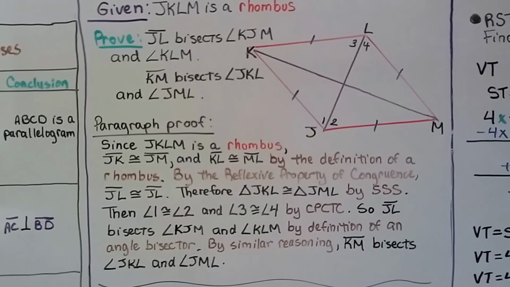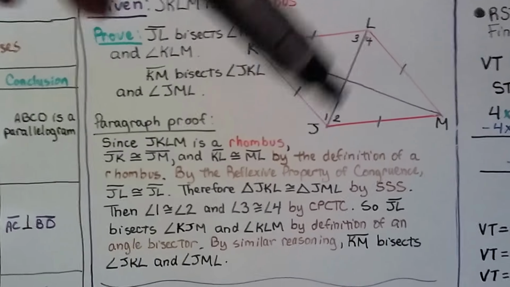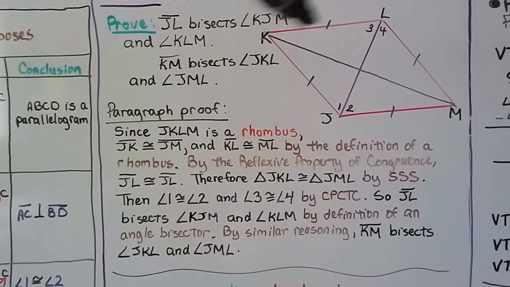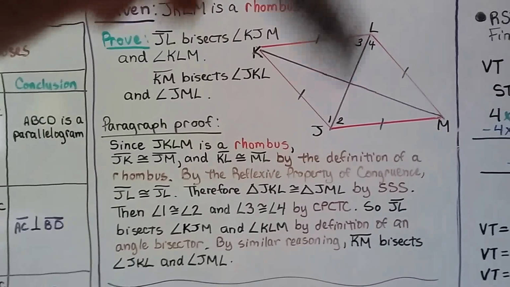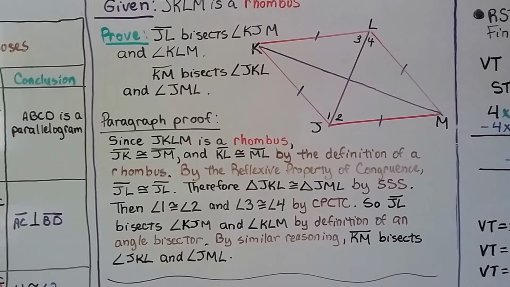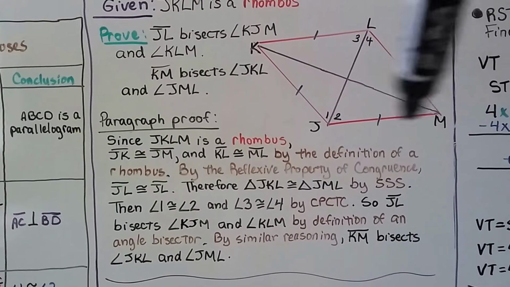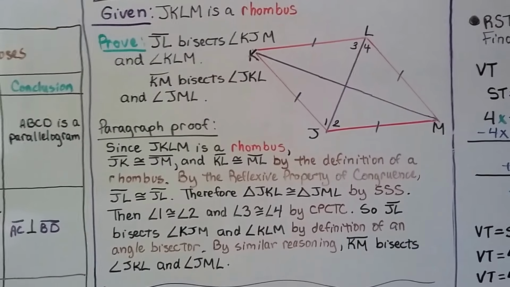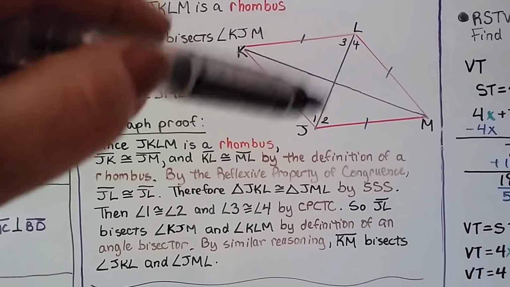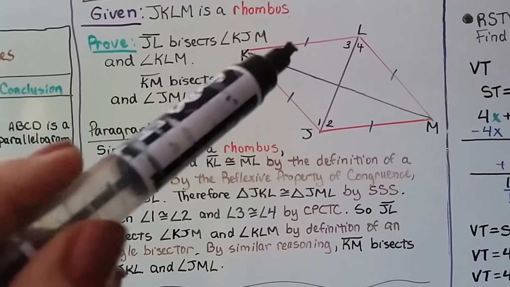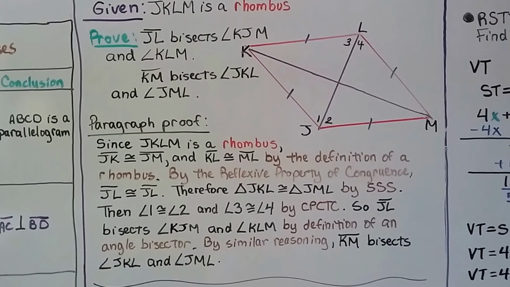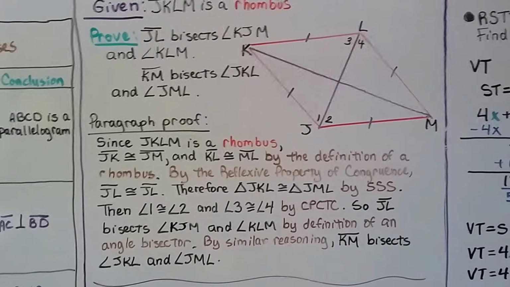And by the reflexive property of congruence, segment JL is congruent to segment JL. This side, JL of this triangle, is congruent to JL of this triangle. That's the reflexive property. Therefore, triangle JKL, this one, is congruent to triangle JML, this one, by side, side, side. We know that's congruent to that, and this is congruent to this, right? So we have 3 sides that are congruent to each other. That's side, side, side.